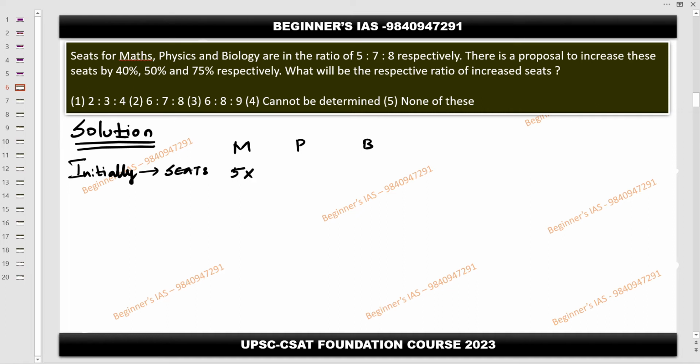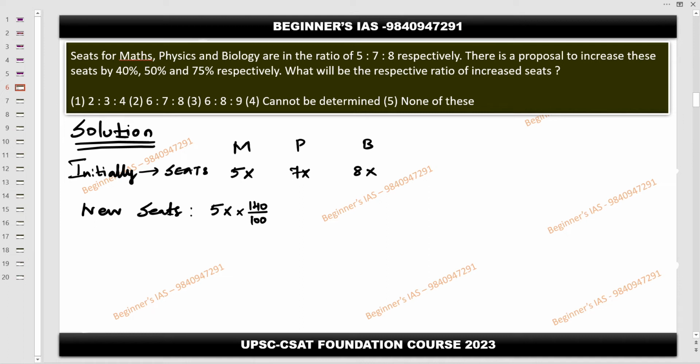If it is given in the ratio A is to B, then you have to take that as AX and BX. In a similar way, 5x, 7x, 8x initially. Now we are going to see the new seats. Actually the maths seats were increased by 40%. Therefore, already 100%, and 40% increase means 140 by 100 of this number of seats.